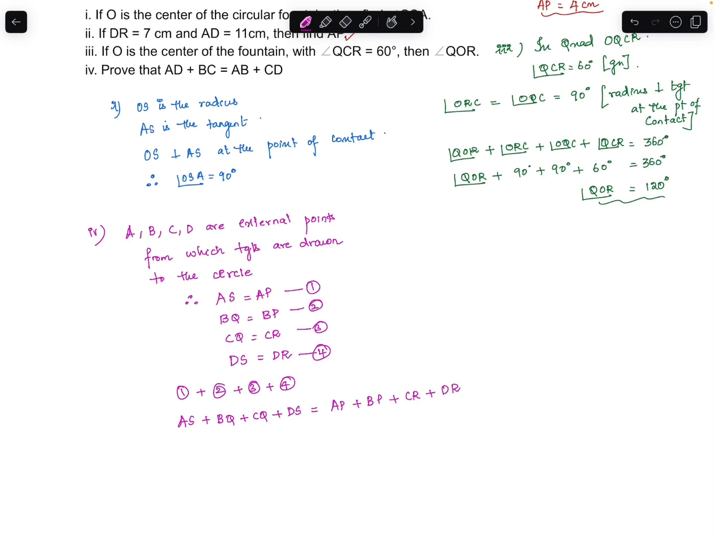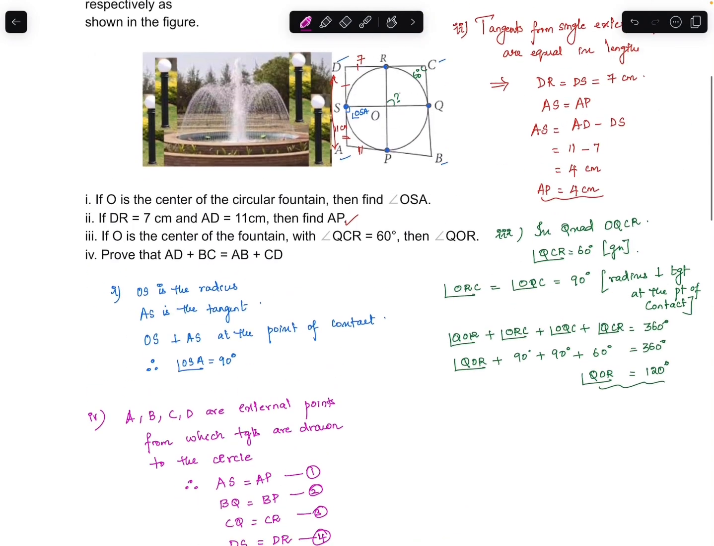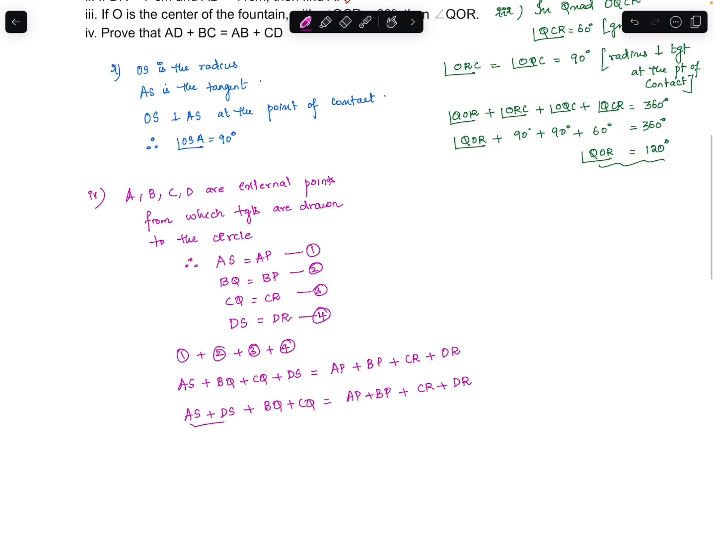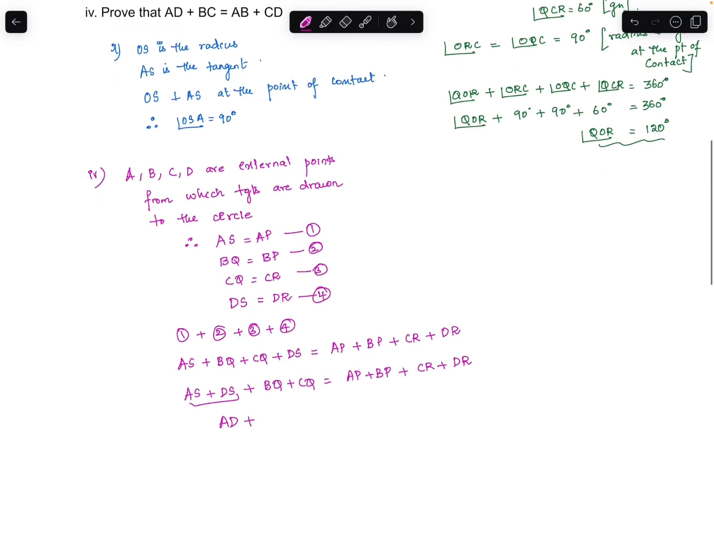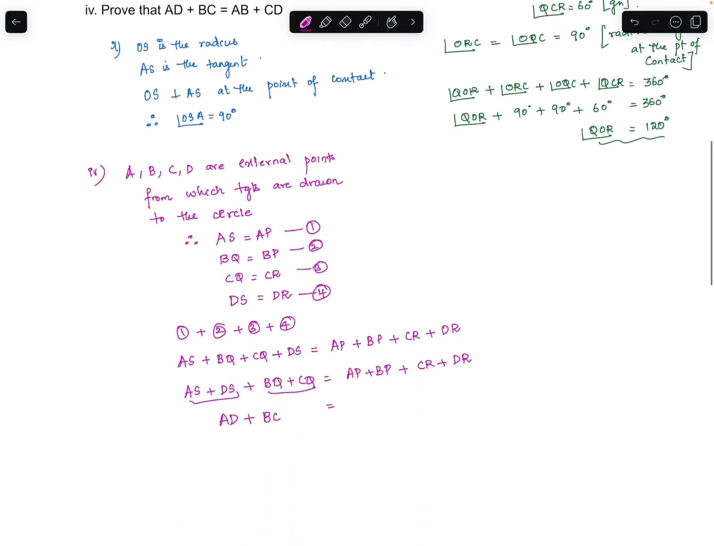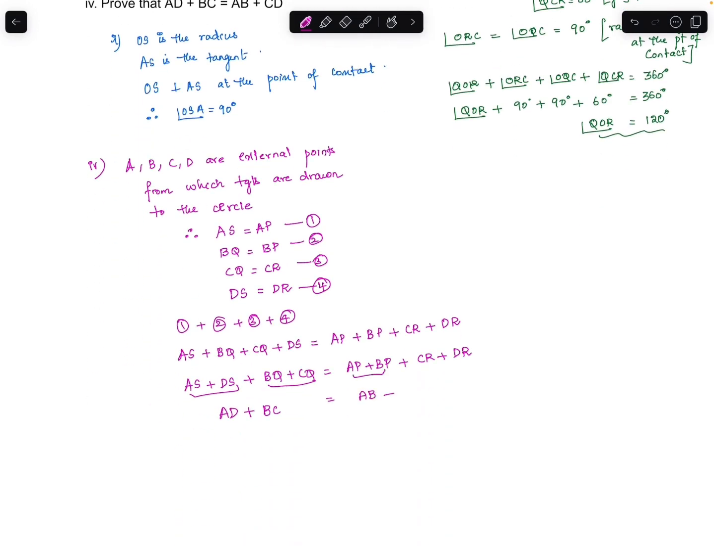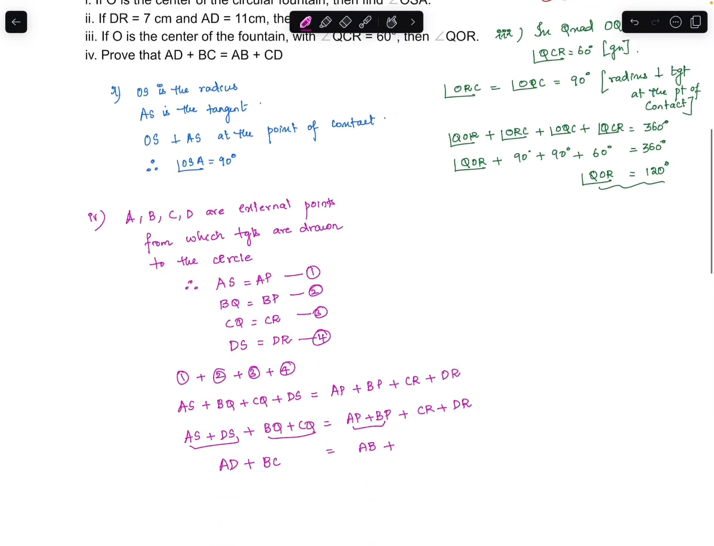Let's group the line segments accordingly so that we get the expected result. AS plus DS plus BQ plus CQ on the left hand side and AP plus BP, it's already in the proper order, plus CR plus DR. AS plus DS gives us AD, plus BQ plus CQ gives BC. AP plus BP gives AB. CR plus DR gives CD.